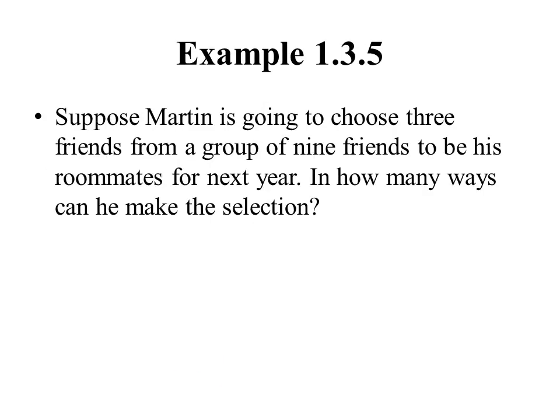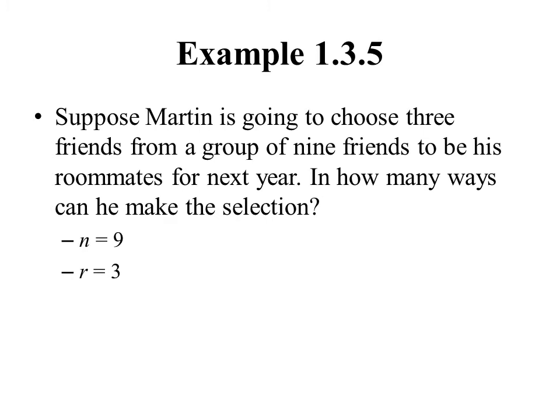As a simple example of this, suppose good old Martin is going to choose 3 friends from a group of 9 friends to be his roommate for next year. In how many ways can he make the selection? Notice that we have 9 people to choose from. They're all different. We're going to choose 3 of those people. We're going to do it without replacement, because he's not going to choose the same person twice.